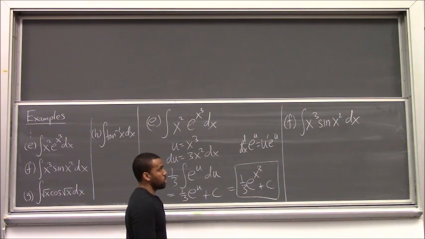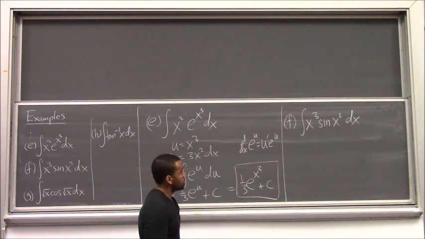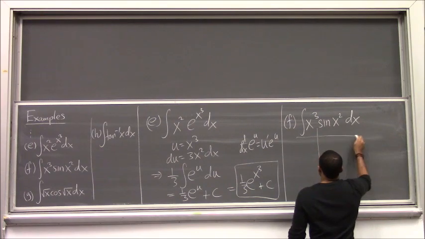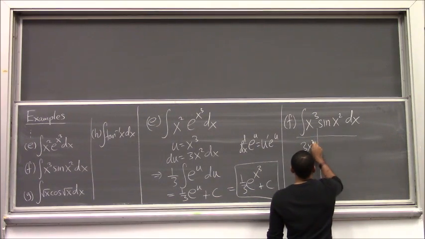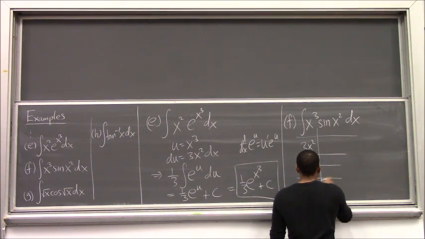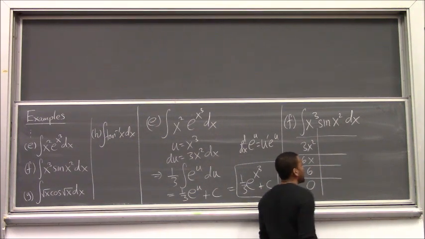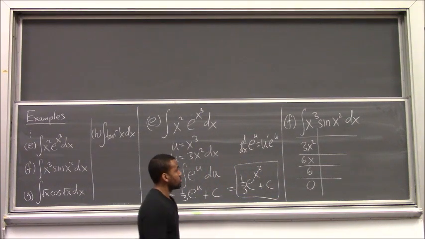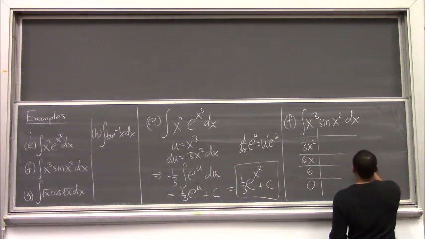Tabular? Yeah. With what? x cubed as the differentiated one, and x squared is... So you have 3x squared, you would have 6x, you would have 6, you would have 0. Okay, what's the integral of sine of x squared? Negative half cosine squared. Negative 1/2 cosine x squared.